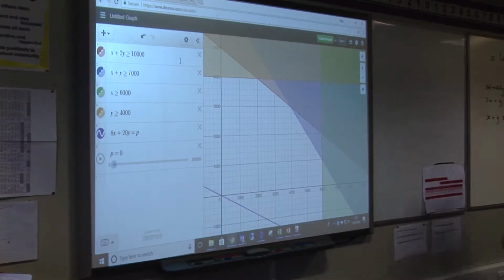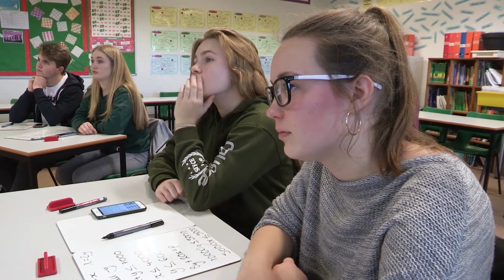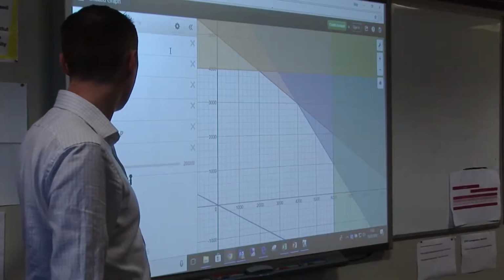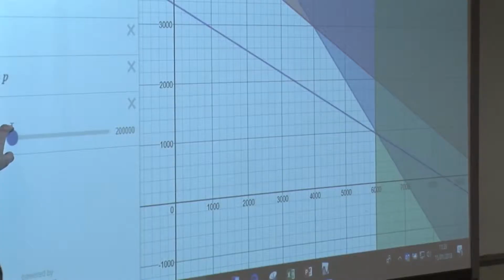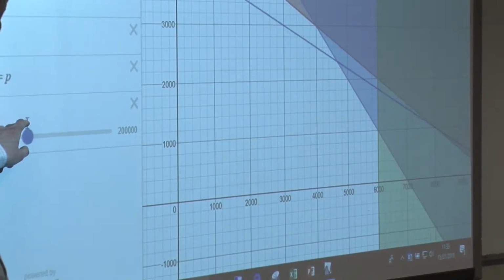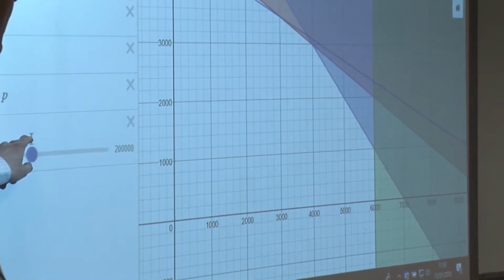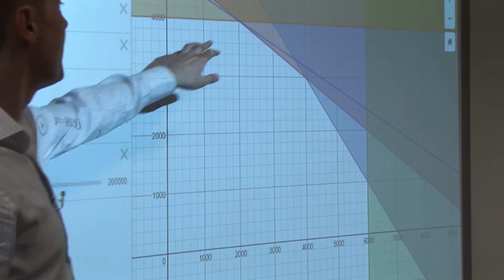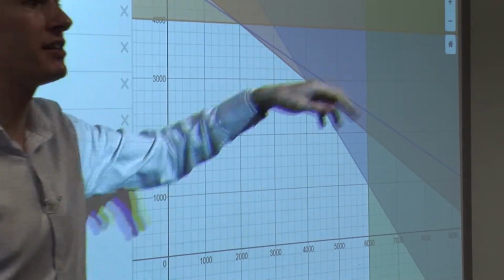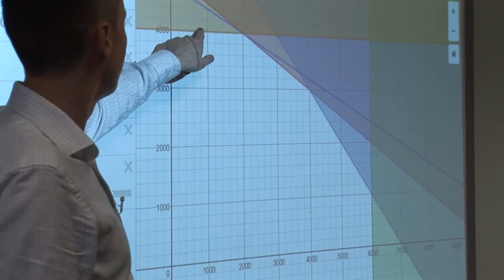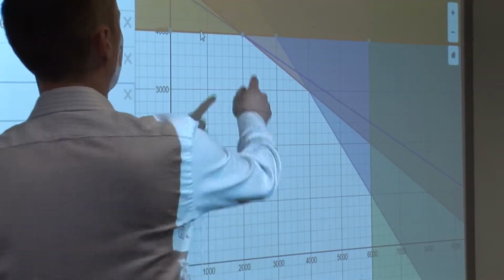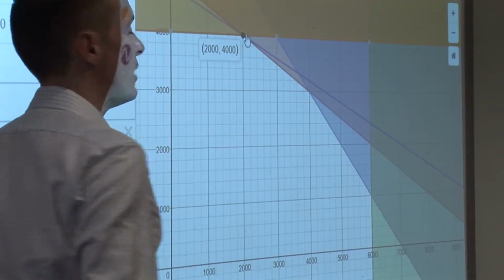The students are to use the software on their own devices. First though, the teacher begins by showing how key features of the software can be used to help explore the behaviours of the inequalities dynamically. And here, there we go, that's the point at which our objective function leaves the feasible region. So that would be our maximum value. So if I select that one, look at that point, there we go.